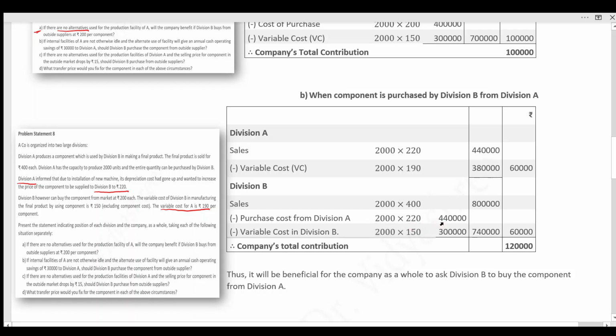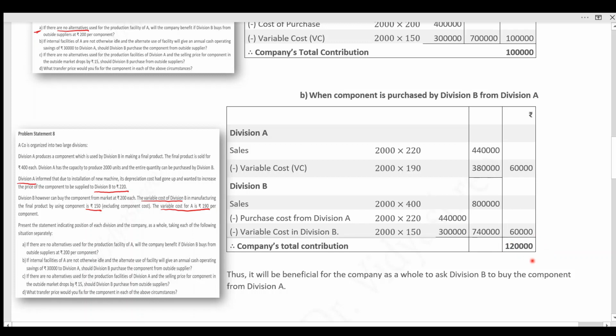This is the cost incurred by division B, and the variable cost incurred by division B is 150 per unit. Again, same thing you can observe here, rupees 150 is the variable cost of division B. So you got this much. Just sales minus cost, you get the profit. So total the profit of both division A and division B, you will get the total contribution or total profit of the company as a whole.